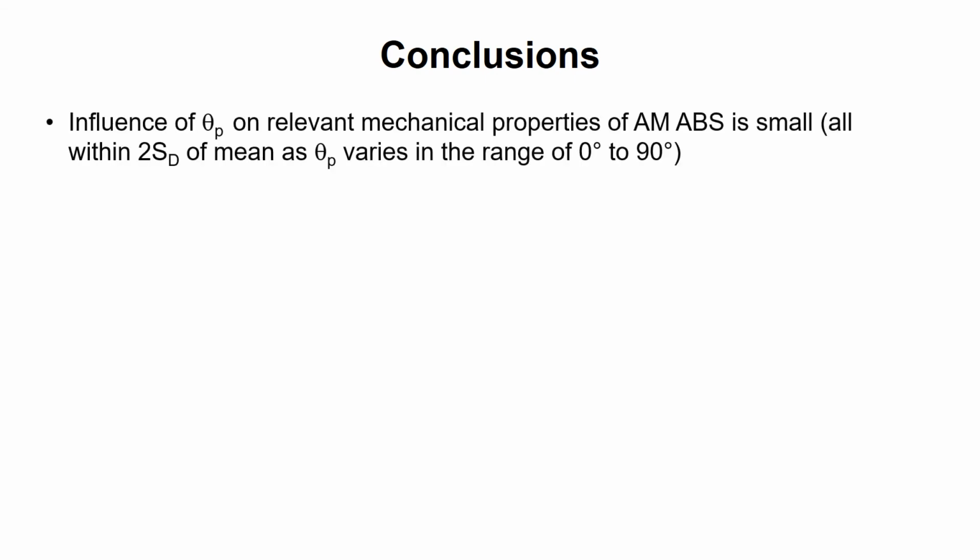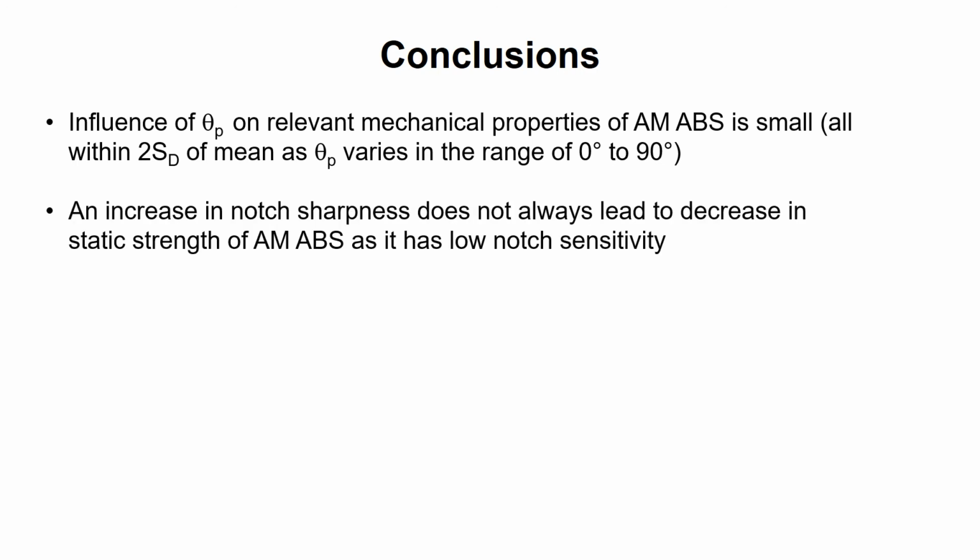There are four main points for the conclusion. The first main point is that the influence of manufacturing angle on relevant mechanical properties of additively manufactured ABS is actually small. This is because all relevant mechanical properties are within 2 standard deviations of the mean, as the manufacturing angle varies in the range of 0 degrees to 90 degrees. It is also observed that an increase in the notch sharpness does not always lead to a decrease in the static strength of AM-ABS, as it has a low notch sensitivity.